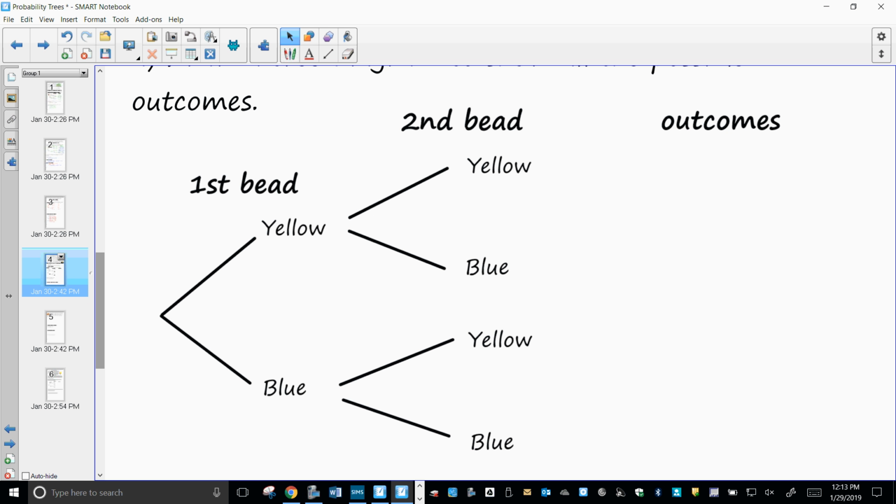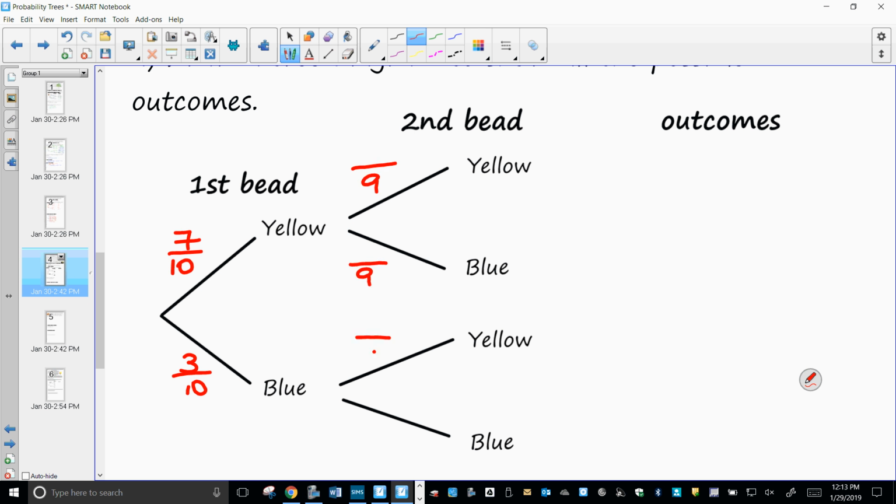For our first marble, what's our probability of getting yellow? It's not a trick. 7 out of 10. And blue is 3 out of 10. Now, our marble was taken out. It is not replaced. So how many marbles are now left in the bag? 9. So that means that my denominator for each of these has to be 9. And this is how I would suggest that you fill in your tree diagram. Focus on the denominator first.